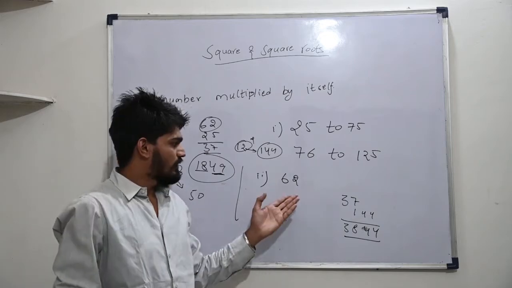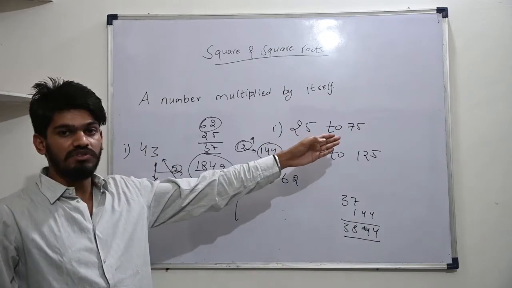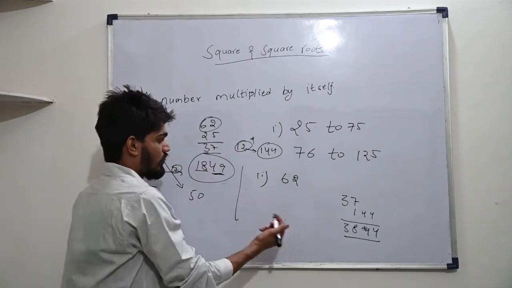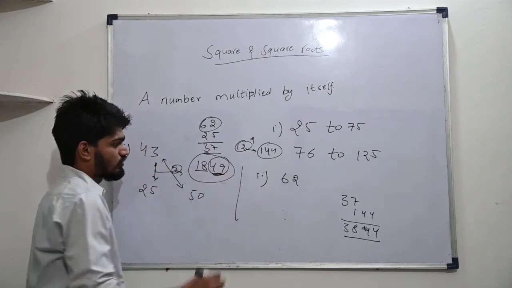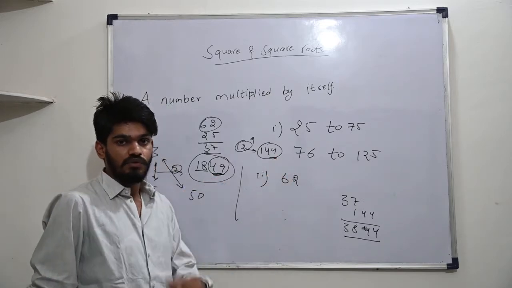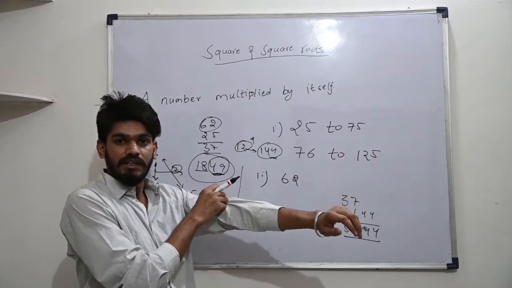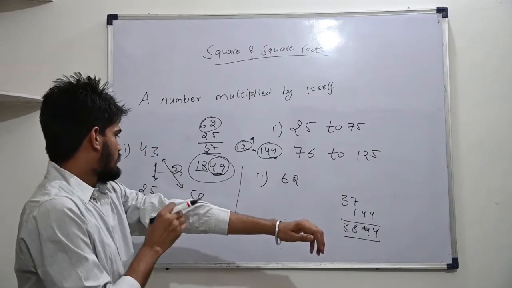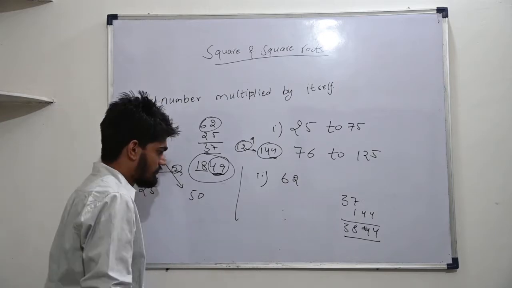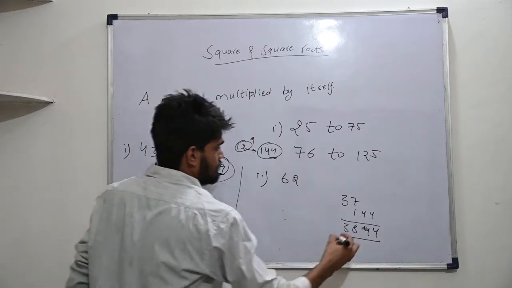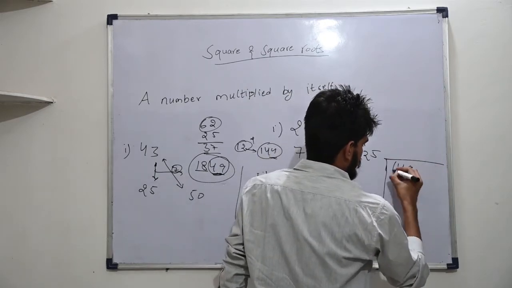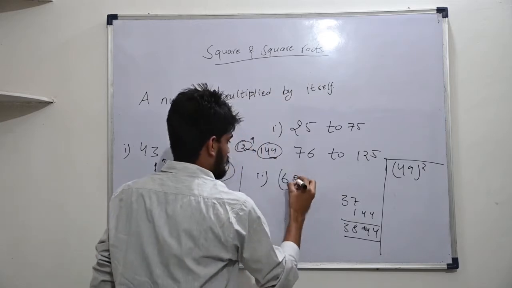In the same way, you can find the square of any number from 25 to 75 with this method. Now, when the square we got was 2 digits, or 3 digits. What if the square is 1 digit? We can take one example for this. Let's say 49. We have to find the square of 49.